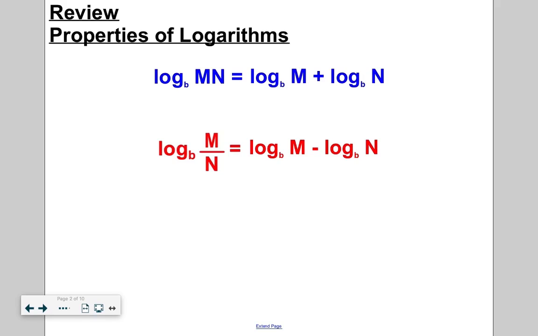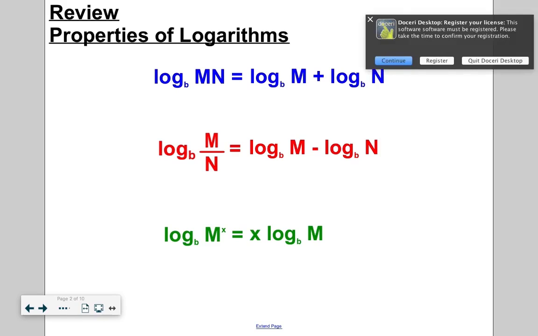And then finally, our third one, we have log base b of m to some exponent x. We can bring that exponent down to the front as a coefficient to make it become x times log base b of m. And again, while I wrote log base b here, it also works for log base e, which is our natural log. So these three properties work for regular logs and for natural logs.